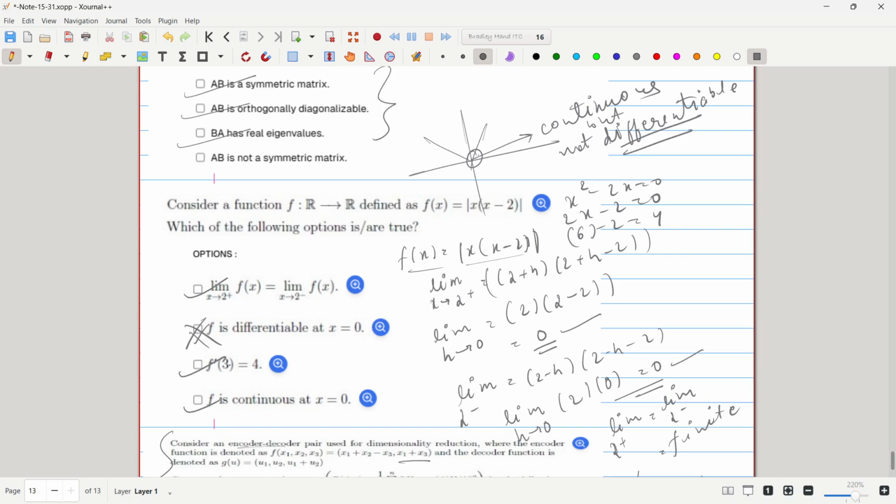Then you need to check f dash of 3 is equal to 4. If you multiply x inside, you will get x square minus 2x. If you find the differentiation, then 2x minus 2, and in place of x you put 3. 2 into 3 is 6, 6 minus 2 is 4. So this is also correct. F is continuous at x equal to 0. As I have already mentioned, this is a special graph where the function is continuous at x equal to 0 but not differentiable. So A, C, D are correct answers.